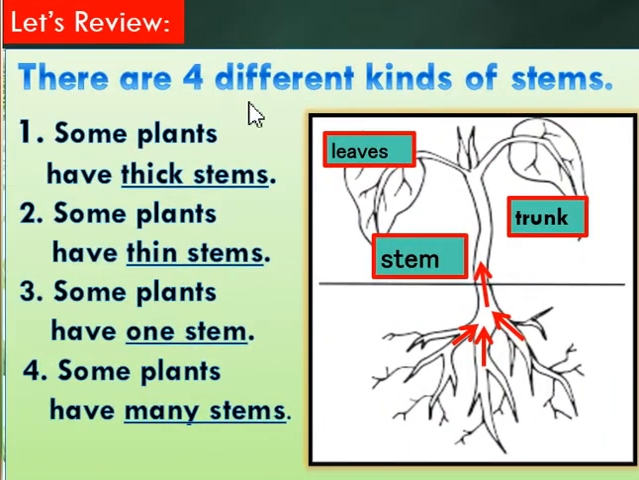And also there are four different kinds of stems. Number one, some plants have thick stems. Number two, some plants have thin stems. Number three, some plants have one stem. And lastly, number four, some plants have many stems.